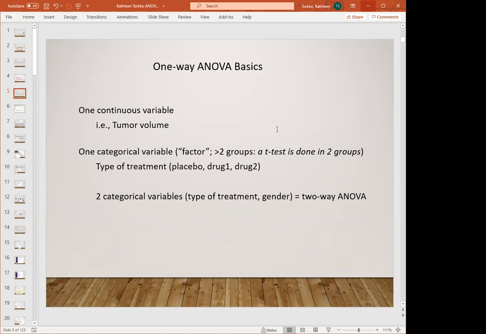If you have 2 categorical variables, as an example, say you have type of treatment and gender, and you suspect that the tumor volume by treatment will differ by gender, you can then do a 2-way ANOVA or some other multivariate analyses. That is a totally and entirely different lecture that I could give in the future, perhaps.